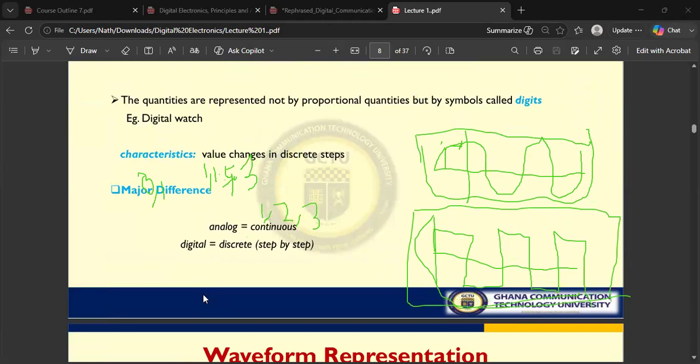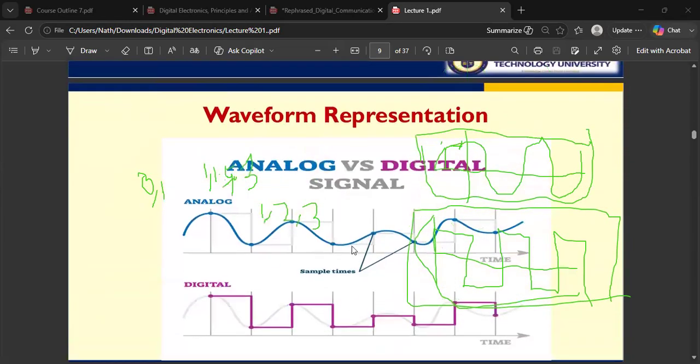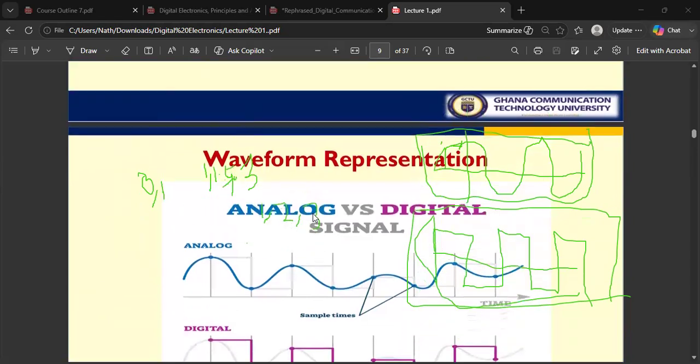So step by step, this is the waveform. This is the waveform of the analog and digital signal.